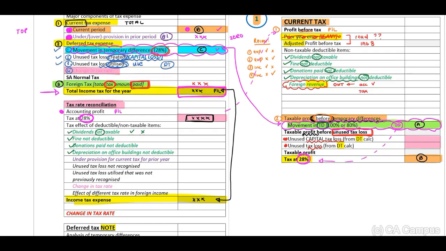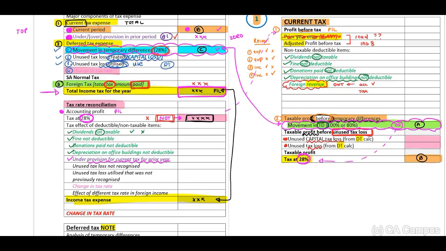But that under or over provision is not included in the accounting profit times 28%. It's not included in the pink amount. Therefore, this will be a reconciling item. We need to include our under or over provision for the current year in our reconciling item, because it's not included, guys, in the pink amount. It is included at the top, but not at the bottom.